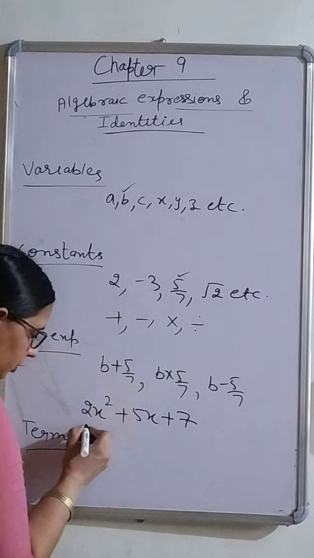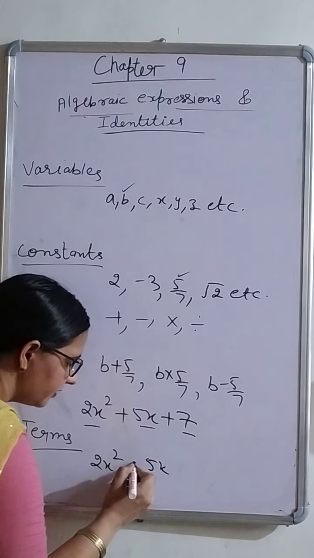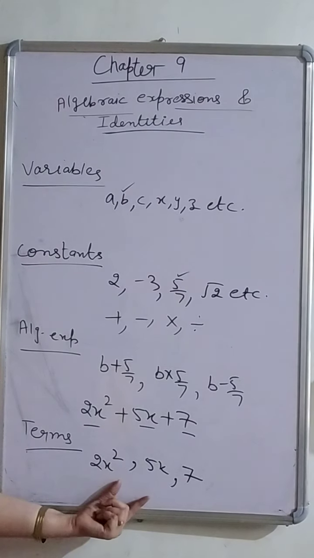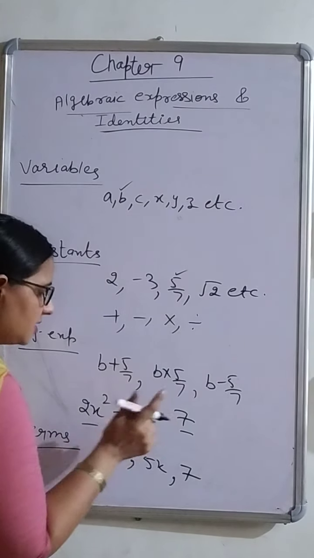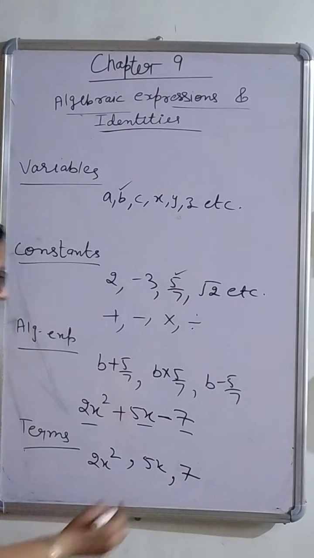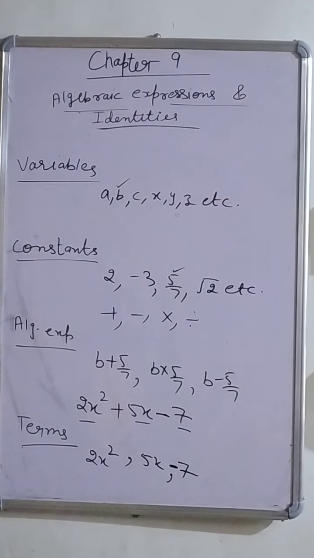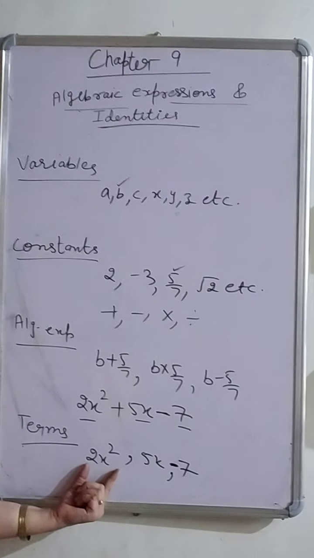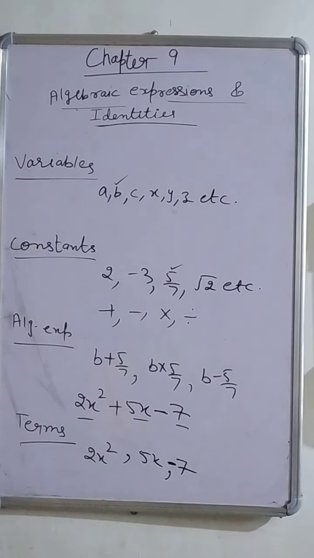So how many terms? The terms are separated by plus and minus signs. The first term is 2x square. Next term is 5x. And next term is 7. So how many terms in this algebraic expression? There are 3 terms. Suppose it is given minus 7, then the third term has a minus sign. While we take terms, we take signs also. In 2x square, no sign is given, that means 2 is positive. So we write 2x square, this positive term. In the last, minus 7 is given, so the last term is minus 7.